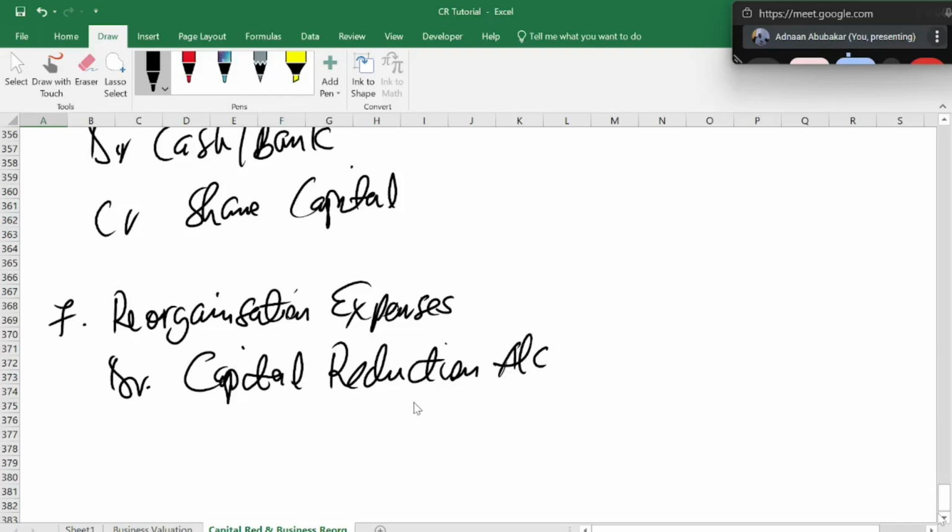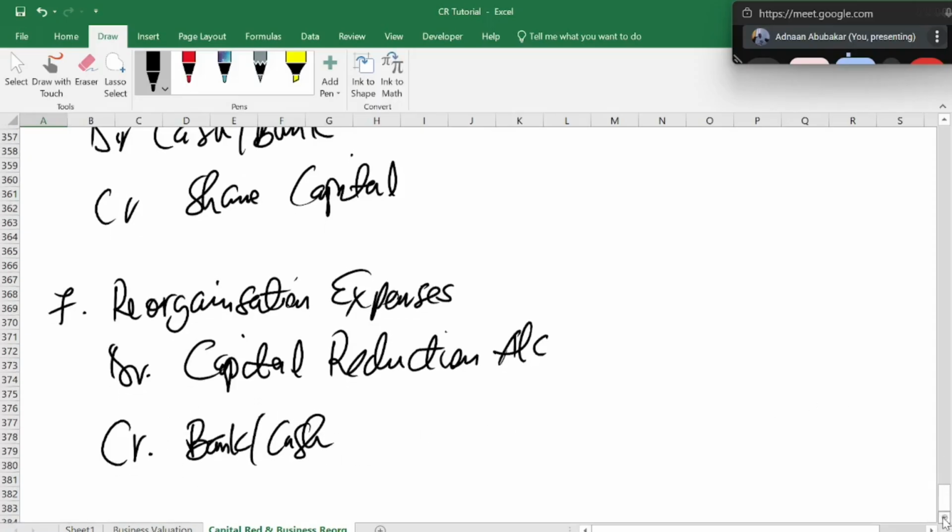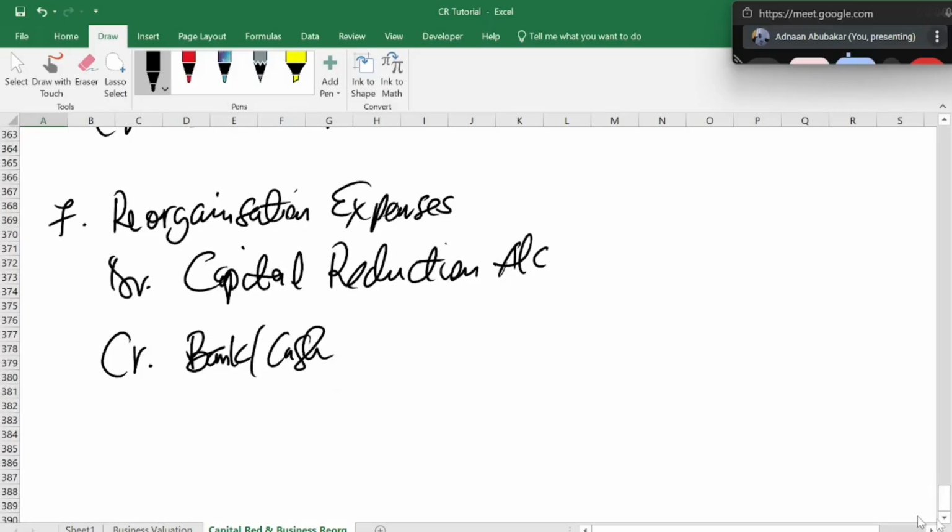Anything that goes to the debit side of capital reduction is a loss to the company. Anything that goes to the credit side of capital reduction is a gain to the company. So the reason the reorganization expenses is debited is because the company is going to lose. Then you credit your bank or your cash, because when you pay, it will reduce your resources. The bank is paid.